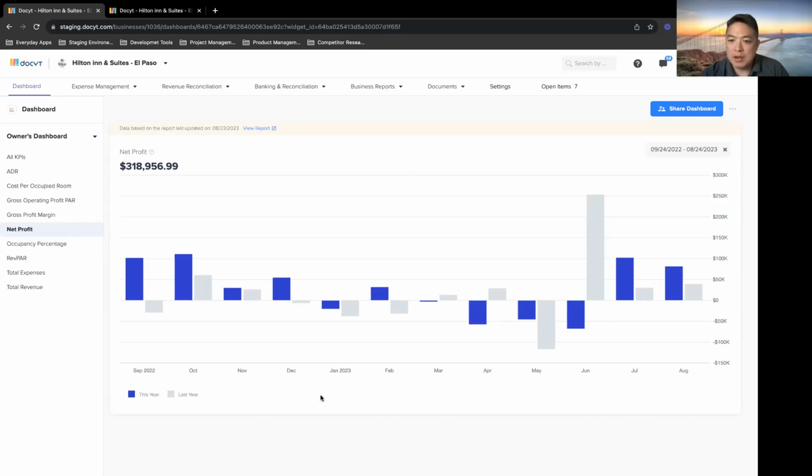Awesome. Okay, another question here. Do you provide an easy to use portfolio view of KPIs? That's a great question. It's a fun one.